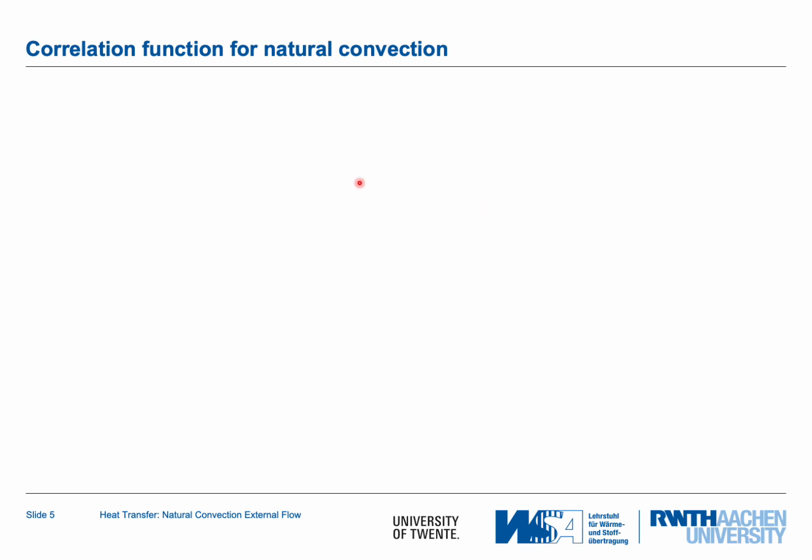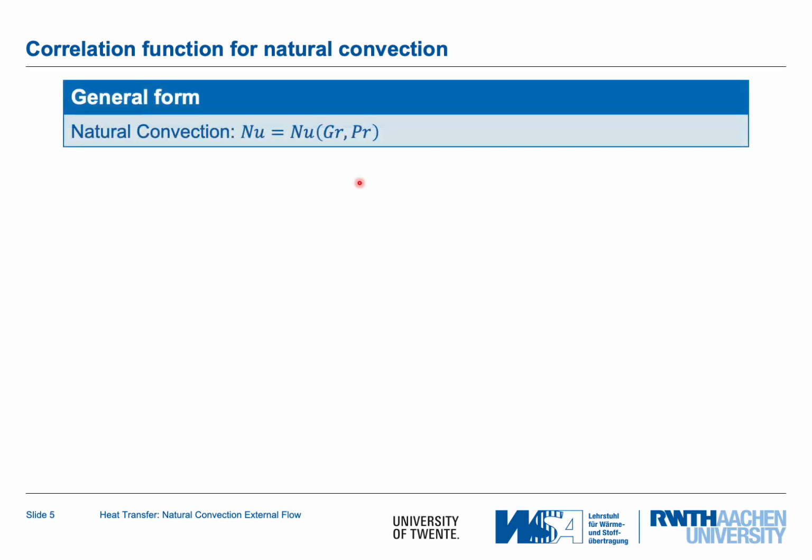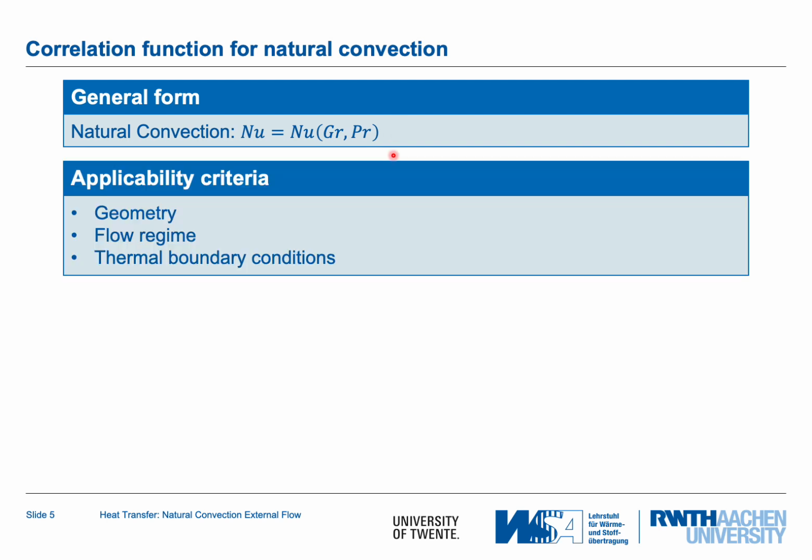So now let's look at the correlation functions for natural convection. These will generally be expressions of the dimensionless heat transfer coefficient, the Nusselt number, as a function of the Grashof number and the Prandtl number. What are the applicability criteria? That is, what different kinds of natural convection correlations can we find? Well, they will depend on the geometry, the flow regime, and the thermal boundary conditions. Of course, for a horizontal flat plate or for a vertical flat plate, for turbulent flow, for laminar flow, we will find different functions.